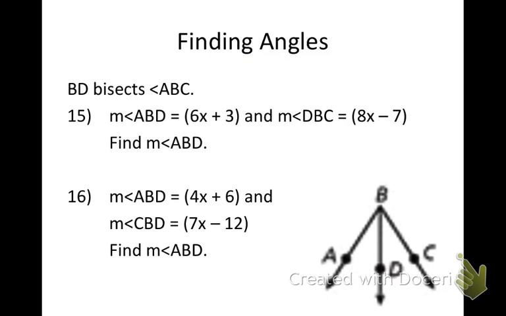Last part today. It says BD bisects angle ABC. What's it mean to bisect, Anderson? Cuts in half. So what does that mean about these two angles down here? Those two angles would be the same. They're going to be equal. So it says ABD is 6x plus 3. It says DBC is 8x minus 7. How would I solve for x here now? What would I have to do, Claire?